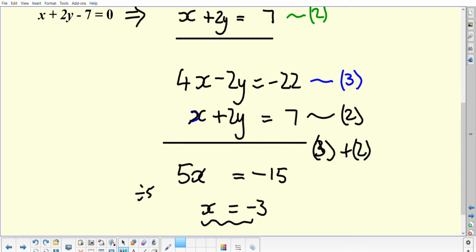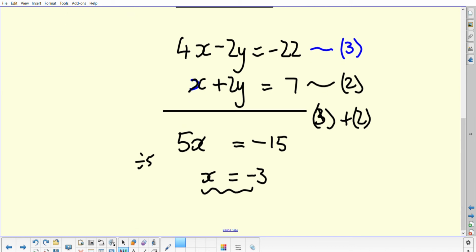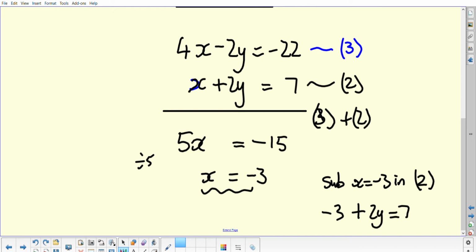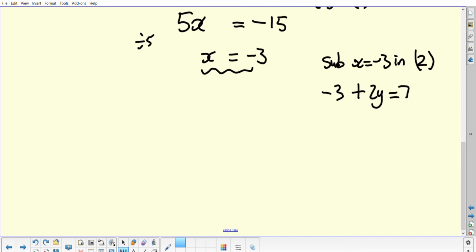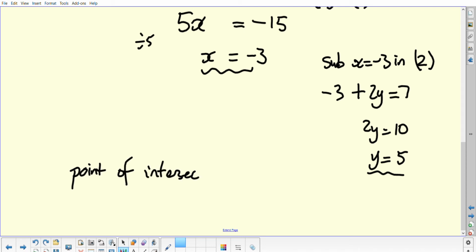Of course, once I've worked out the x, I then do need to sub that in to work out my y value. So sub x equals minus 3 into whatever equation, either 1 or 2. Here I'm going to sub it into equation 2. So that would make me have negative 3 plus 2y equals 7. Rearranging that would mean that I would have 2y equals 10. So y would be equal to 5. Putting that together means that I can write down my point of intersection is therefore going to be the point negative 3, 5. So that's just another example of solving a pair of equations.